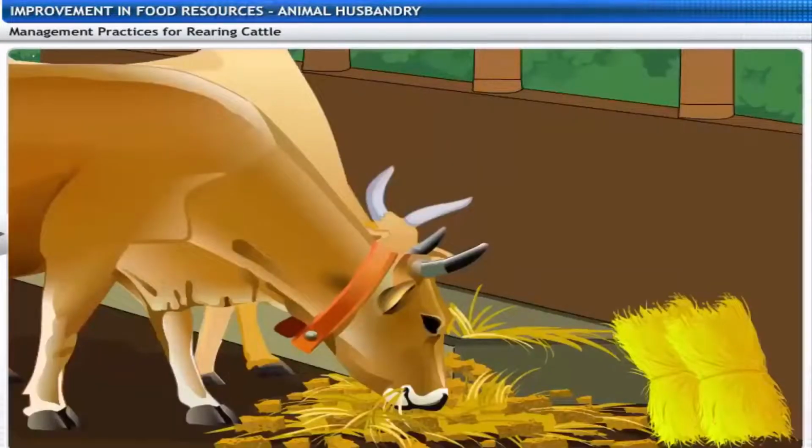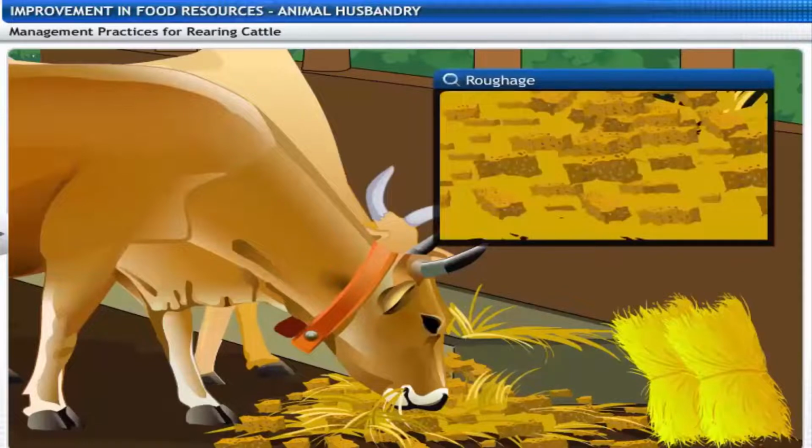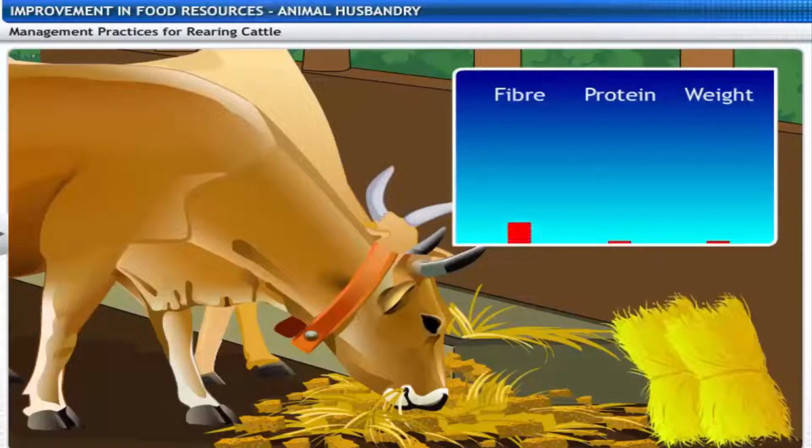This seems to be where the cattle eat. Animal feed are of two types. Feed containing high fiber content, called roughage, for energy, and concentrate feed, that is, feed containing low fiber and high protein content, for increasing body weight.